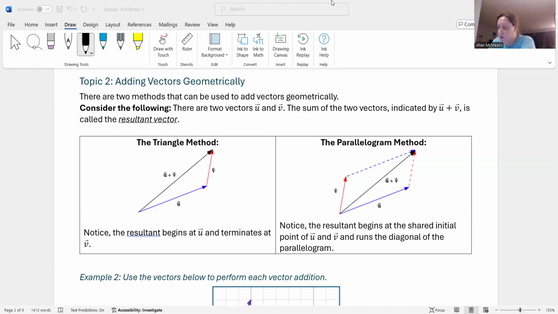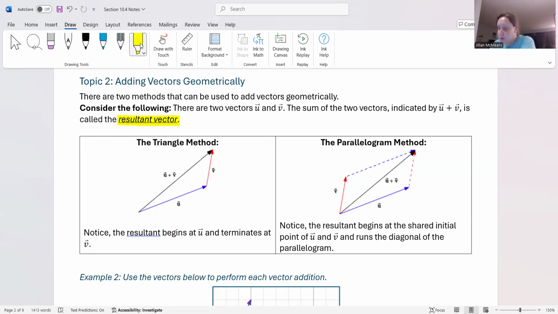Okay. Consider the following. There are two vectors, u and v. The sum of the two vectors, indicated by vector u plus vector v, is called the resultant vector. Okay, so after you add two vectors, you basically create a third vector that is the resultant vector. We'll call it just the resultant. Okay, you could add more than two vectors. You could certainly add three vectors. You'd still get some resultant. Okay, and I will show you how to do this.